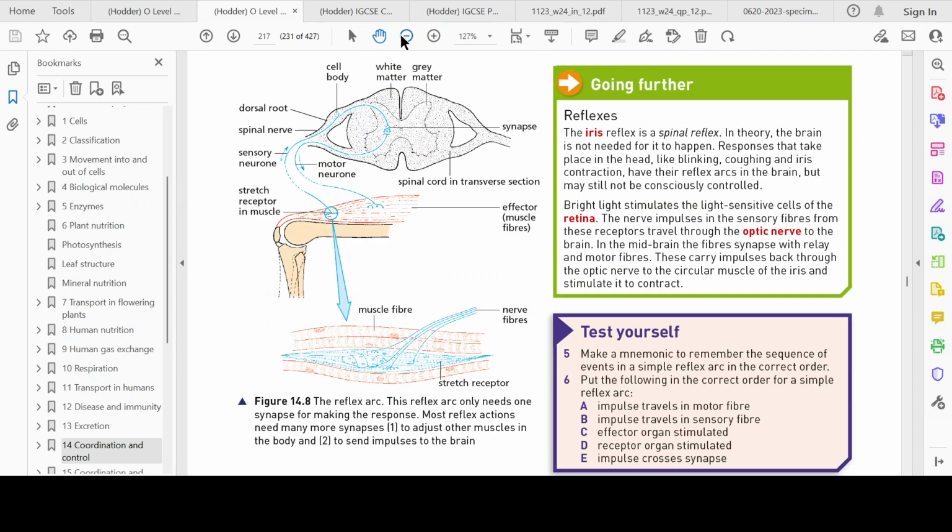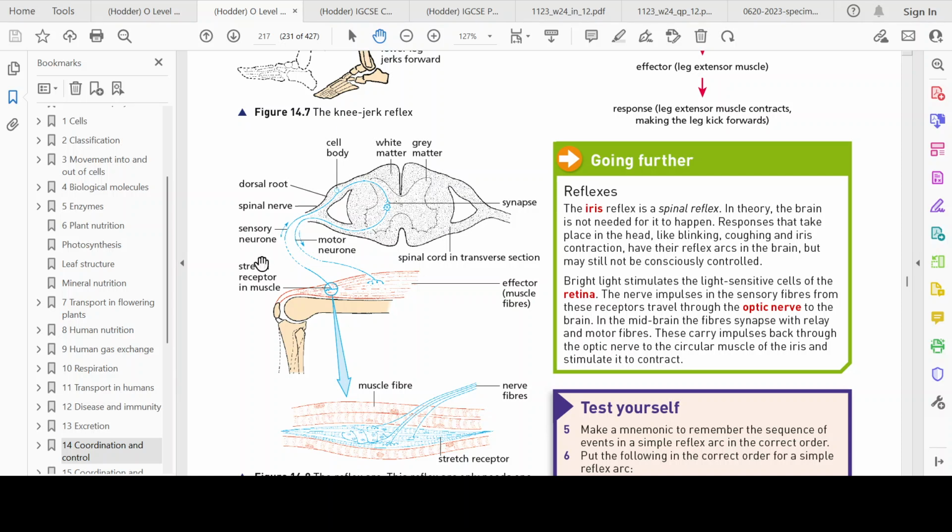So wherever this reflex response is happening, whether it's change of the size of your pupil or the blinking or the coughing, that is where the receptor is. That's where the sensory neuron is getting the impulse from the receptor. It's taking it to the spinal cord, and then the motor neuron is causing the coughing or the blinking, or your hand to move away from the hot object, or whatever it is that the reflex is.